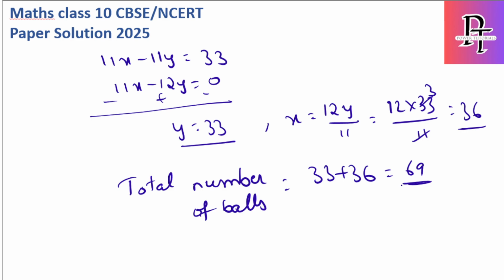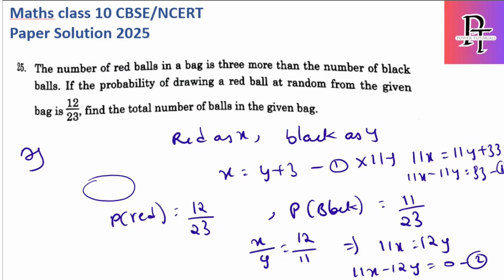You can also cross check with the ratios. If I divide 33 by 69, what do I get? 3 elevens, 3 twenty-threes, 11 by 23, correct. Same way, 36 by 69: 3 twelves and 3 twenty-threes, so this is 12 by 23. I hope everyone understood. It's a combination of both probability as well as pair of linear equations.